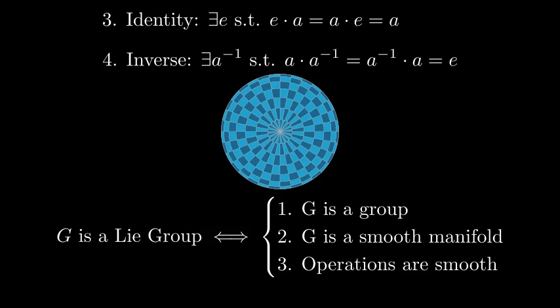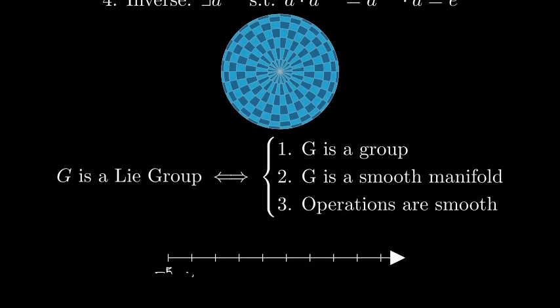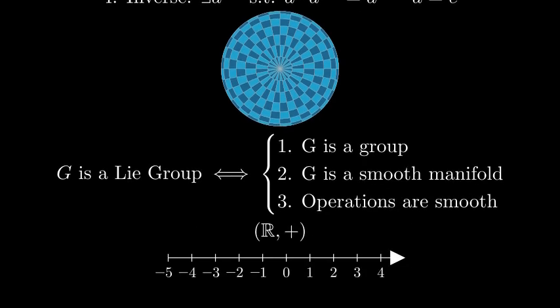Let's consider some crucial examples. First, let's consider the real numbers under addition. The group operation is simple addition. The identity is 0, and the operation is closed. The inverse of any element x is simply -x. This whole setup forms a one-dimensional Lie group.